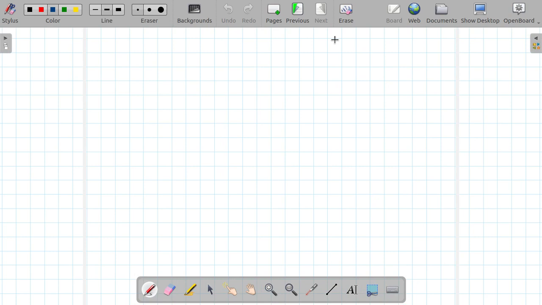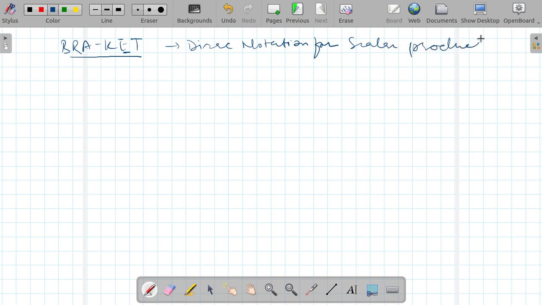Right? Then there is the Dirac bracket. This Dirac bracket, or the product of bra and ket, is a Dirac notation for the scalar product, and the scalar product is denoted by this symbol, which means bracket.